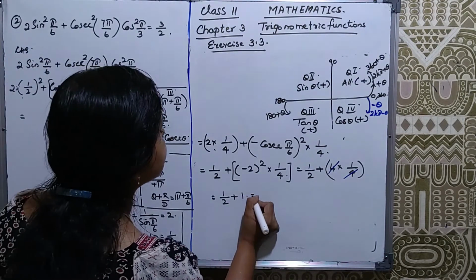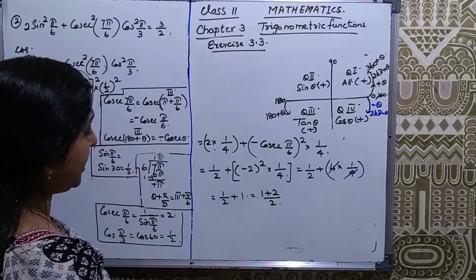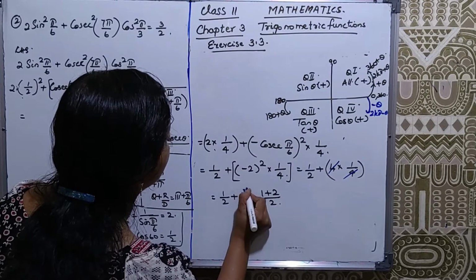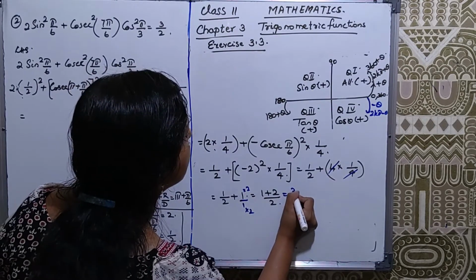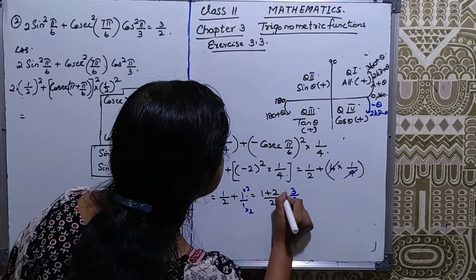Or you can take the LCM, 1 plus 2 divided by 2, because the denominator of 1 is 1. So 1 into 2, multiply the numerator also with 2. So it will be 3 by 2, which is the RHS.